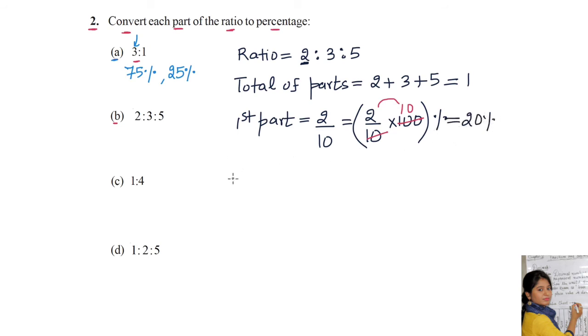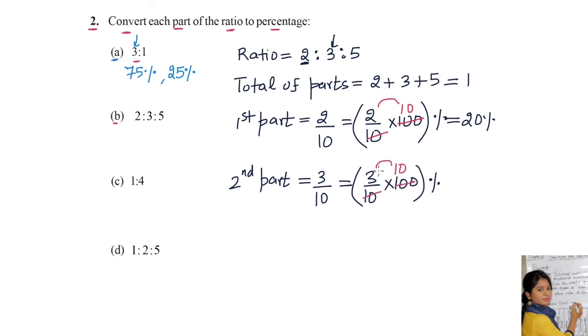Now let's move to the second part. In the second part we are having 3, which corresponds to the second part, which is 3 upon the total, that is 10. Now we are going to convert into percentage. 3/10 will be multiplied by 100. Again 0 and 0 will be cancelled out and we are left with 10 into 3. That will give you the final result as 30%.